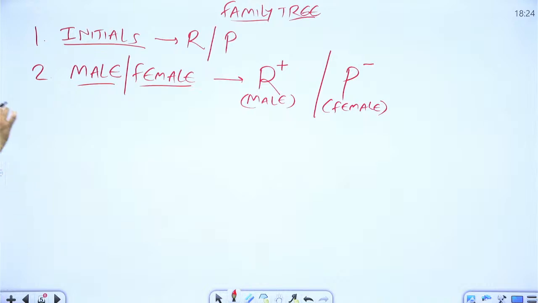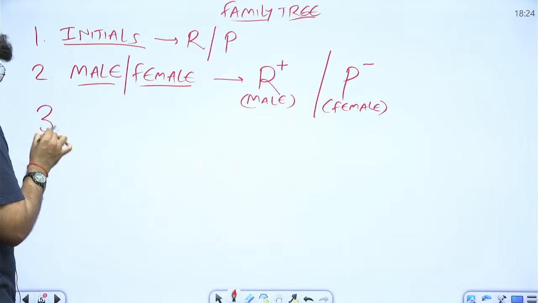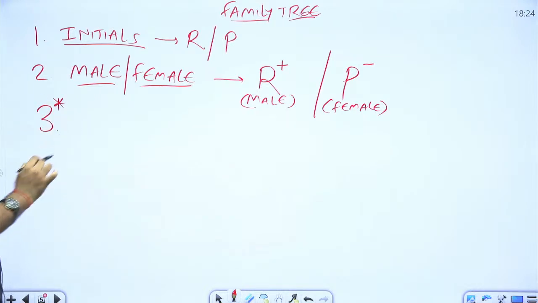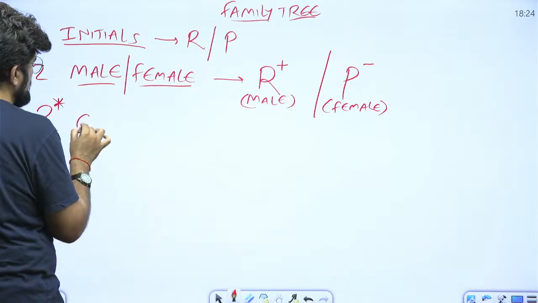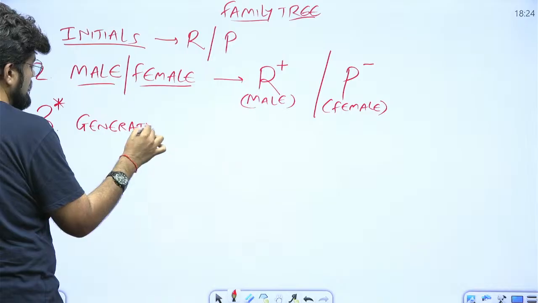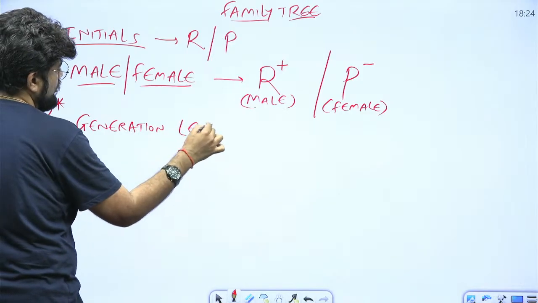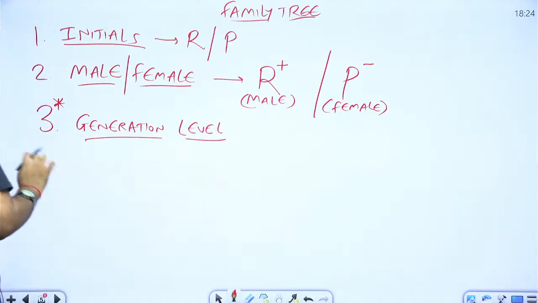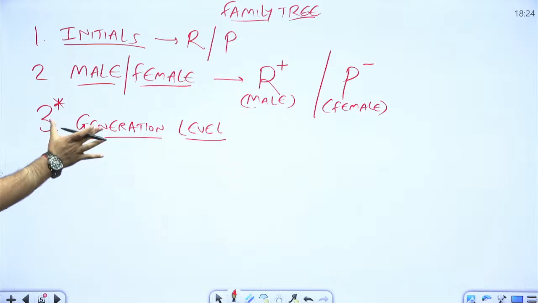The third point is the most important point for the blood relations family tree method. That is the generation level. Now I'll explain to you what this is all about, because your complete tree formation depends upon this one pointer.